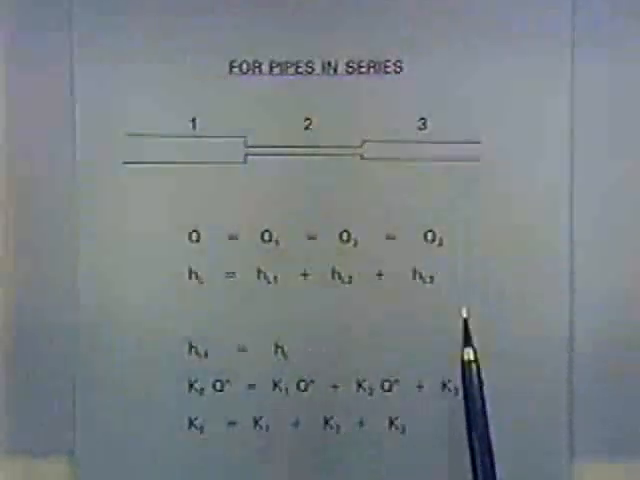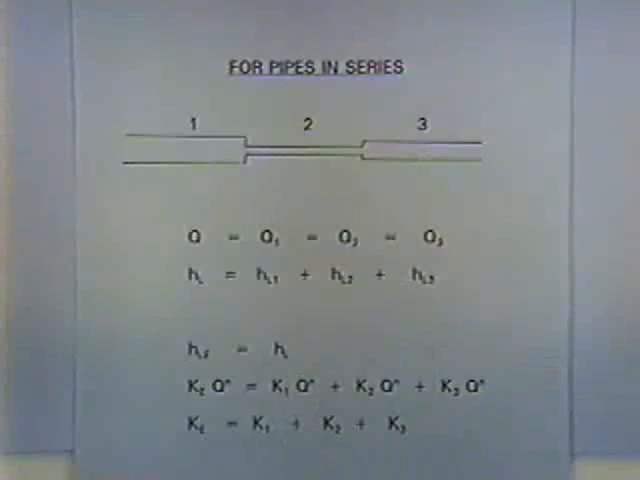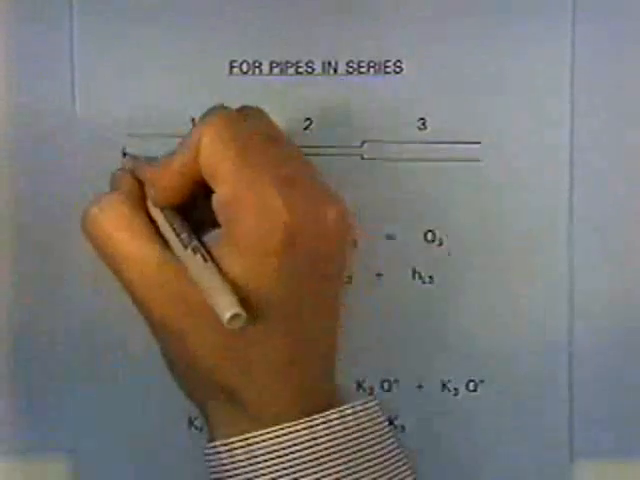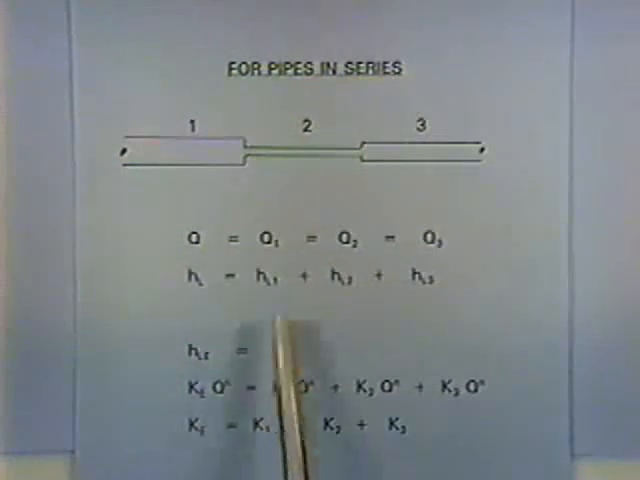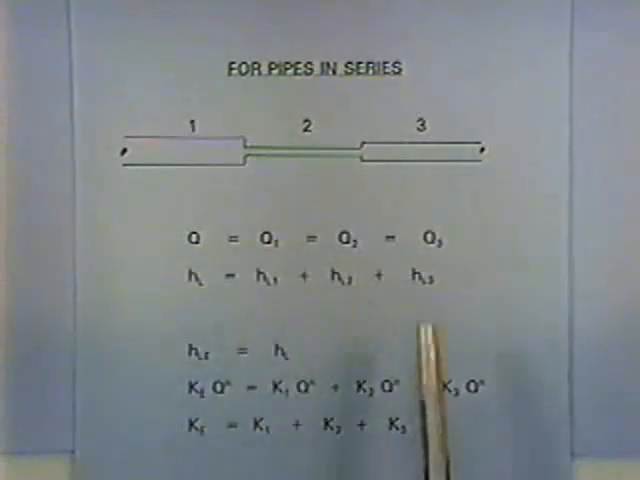And the basic relationships are given here. If you've got pipes in series, pipes 1, 2, and 3 back-to-back, the discharge in this system is equal to the discharge in pipe 1, which is equal to the discharge in pipe 2, which is equal to the discharge in pipe 3. You've got a discharge rate which is constant in all three pipes. Now the head loss, if you want to go from one end of the system to the other, is just the head loss in the first pipe plus the head loss in the second pipe plus the head loss in the third pipe.